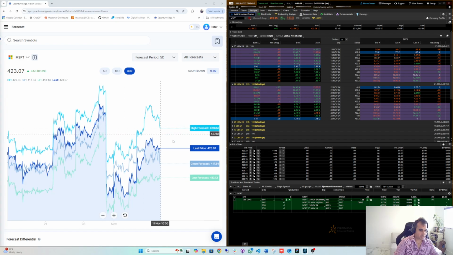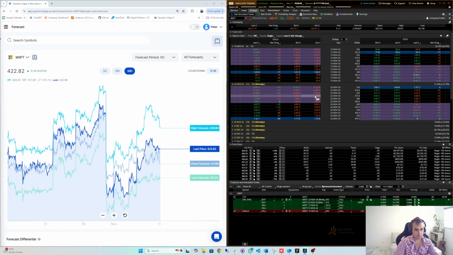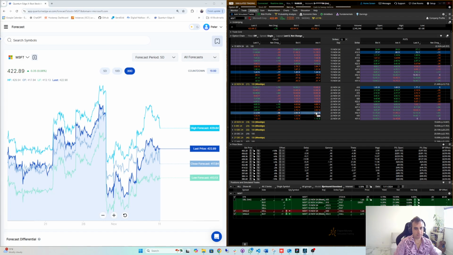You have the high forecast here, you have the low forecast here. You have information that Quantum Edge AI is guiding you to better set your trades in the optimal locations. So how do we construct this? What we want to do is say, okay, what's the high forecast? The high forecast is 429.84. So we're going to sell the 430, let's say, and then we'll buy the back week, the 432.5.